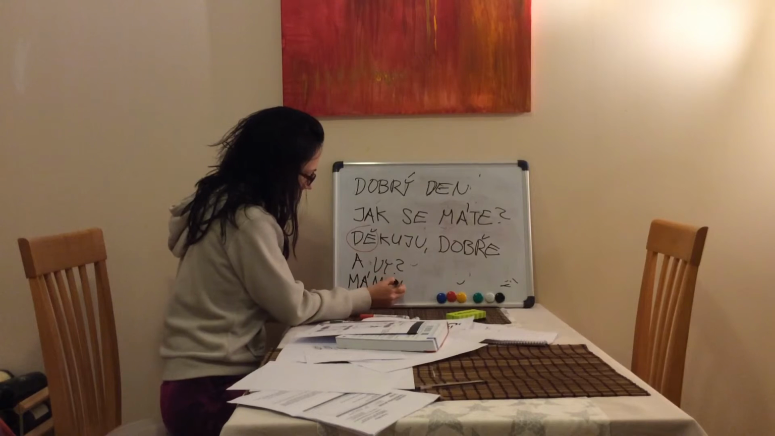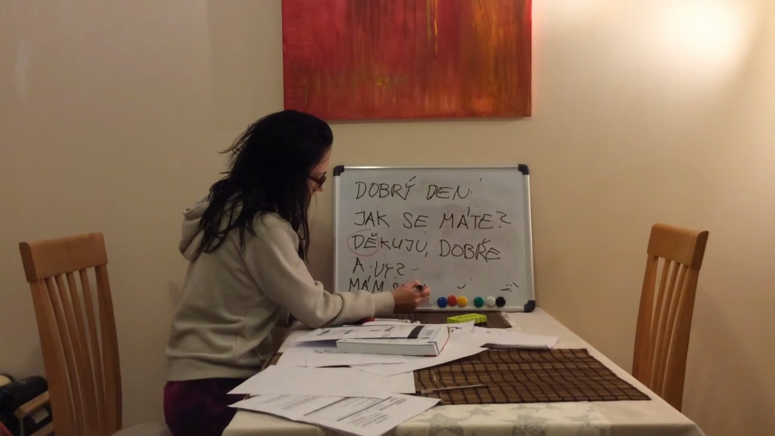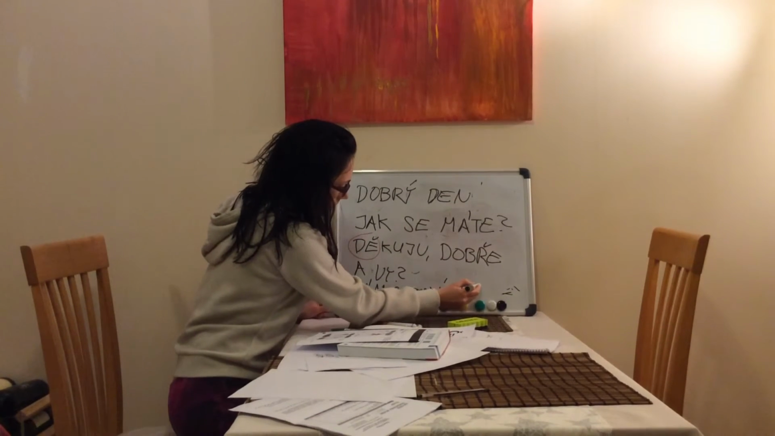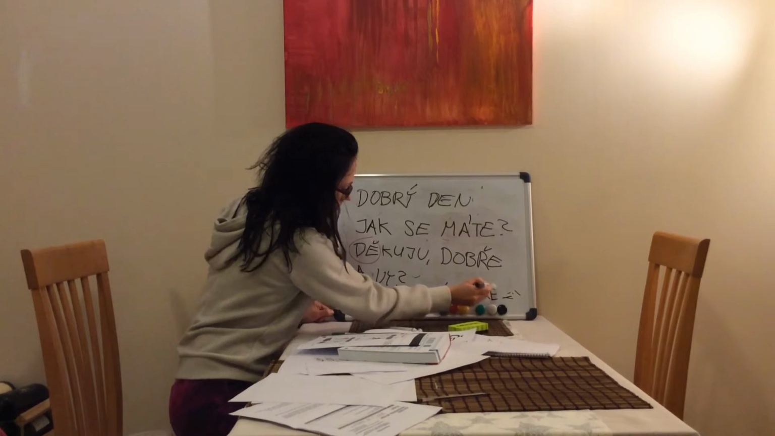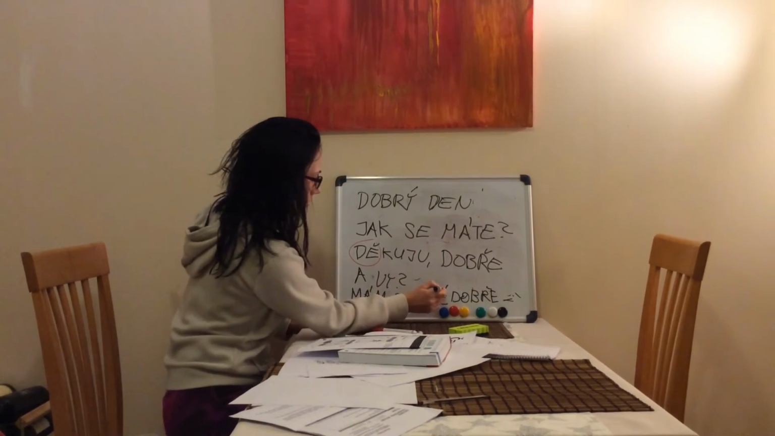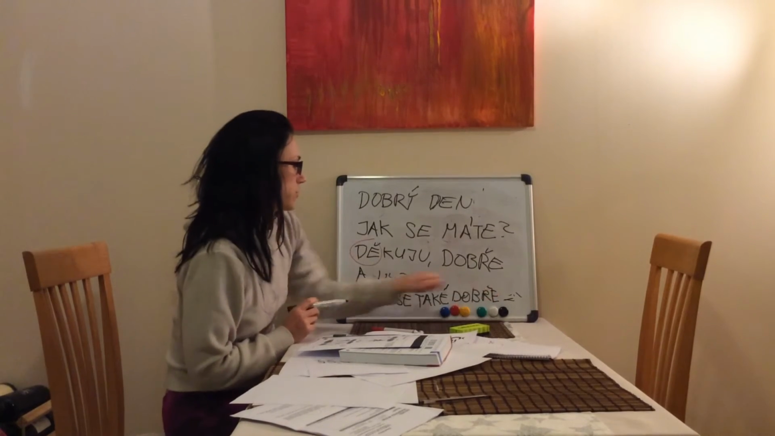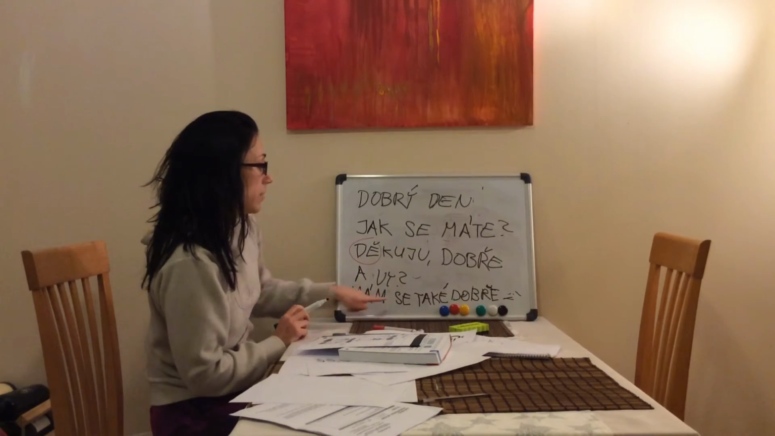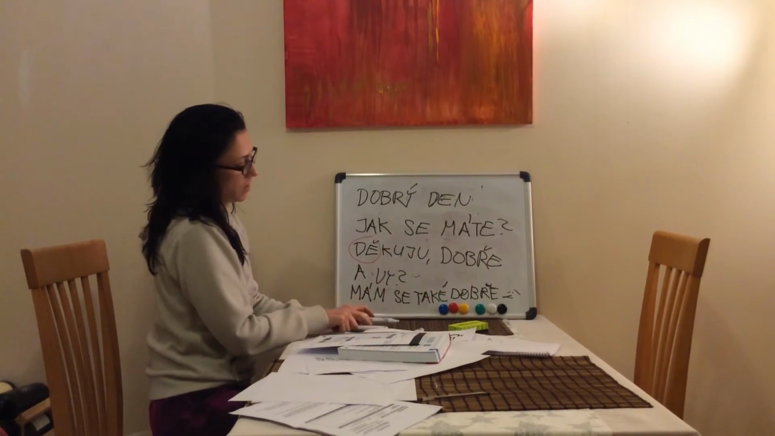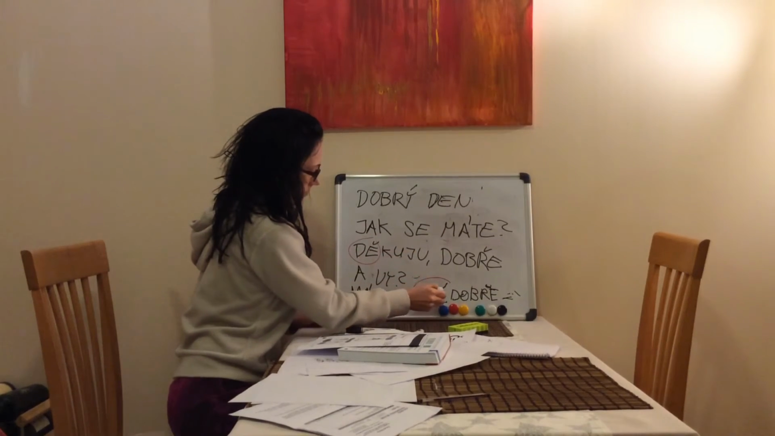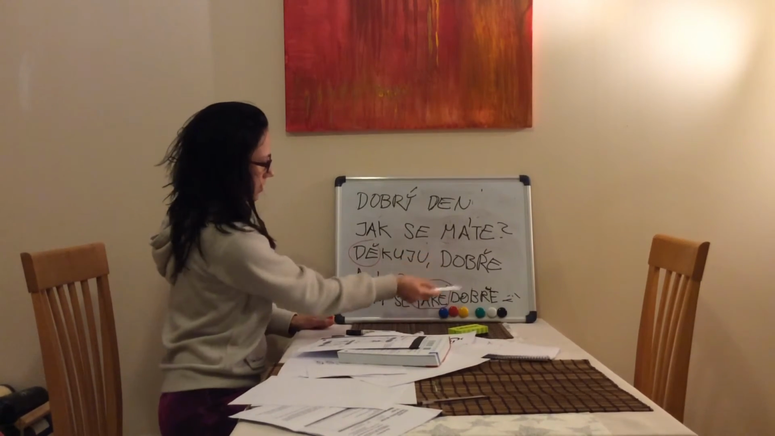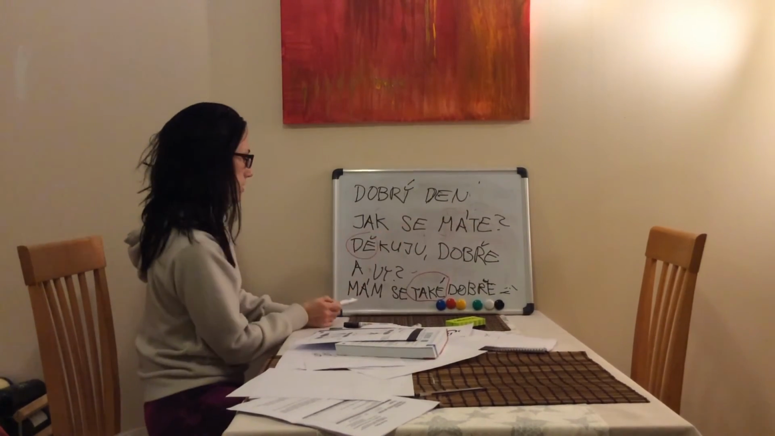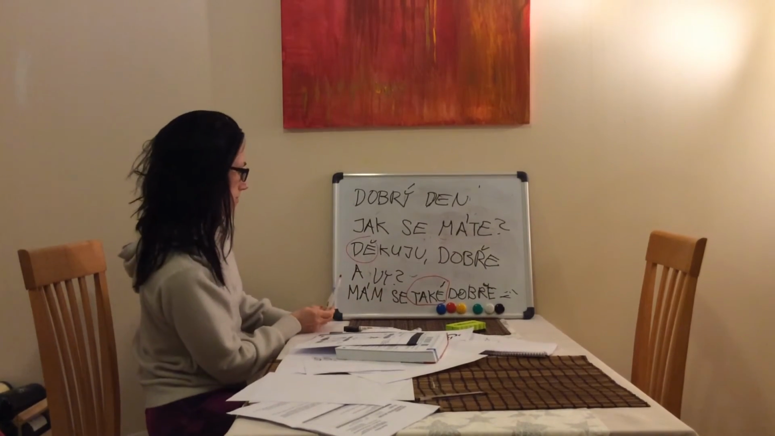mám se také dobře. So this is it, mám se také dobře, which means I'm also well. So the also here is také. So you can see dobře, that's well. Mám, like in jak se máte, mám, that's like I am, and se.